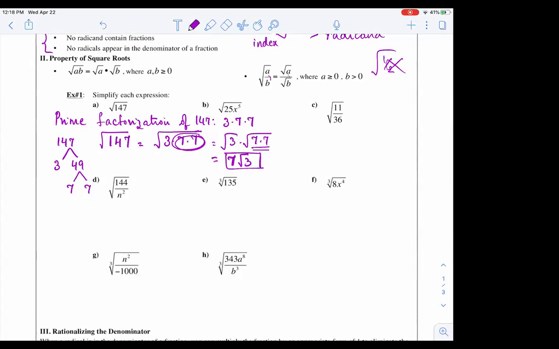Wait, how do you know if the 3 is the radicand? Because the entire 147 is under the radical, correct? So that means the entire 3 times 7 times 7 is under the radical.